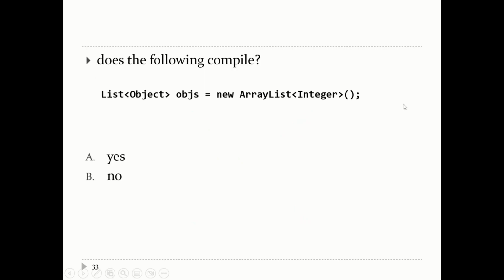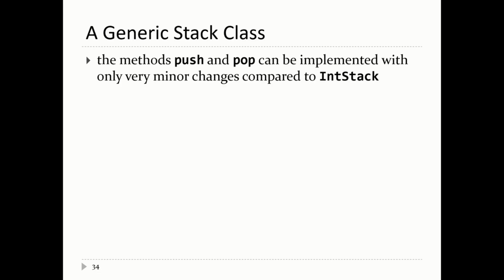So if I try to do the following, can I store an array list of integer in a list of object? The answer is no, I cannot, because array list integer is not substitutable for a list of object. If this was a list of integer, you could do that. Or if this was an array list of objects, you could do so. But if the generic types are different, then these two things are no longer related in any way.